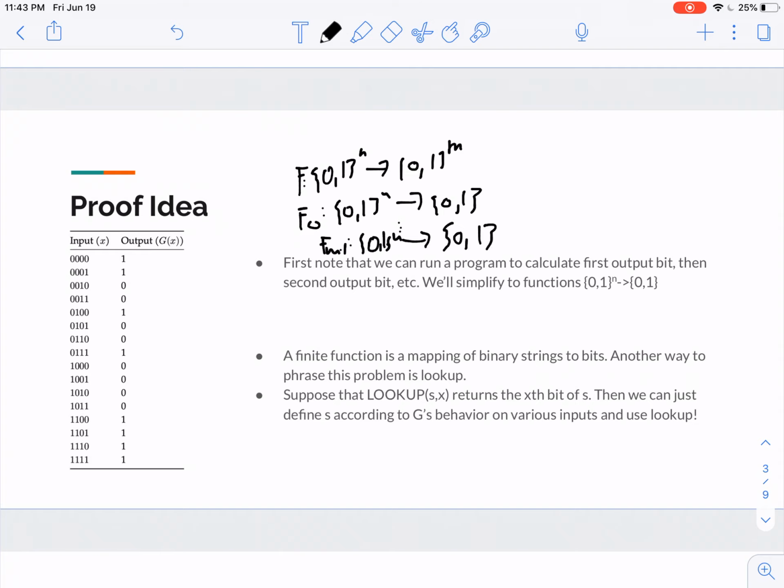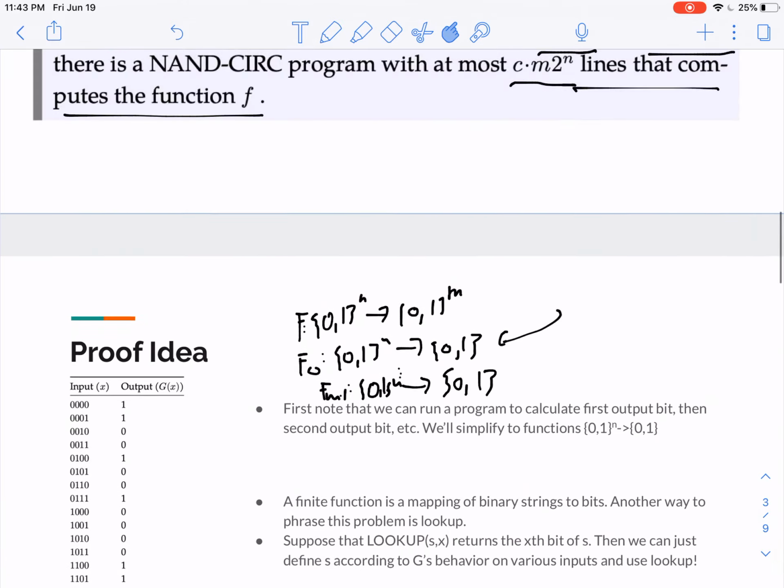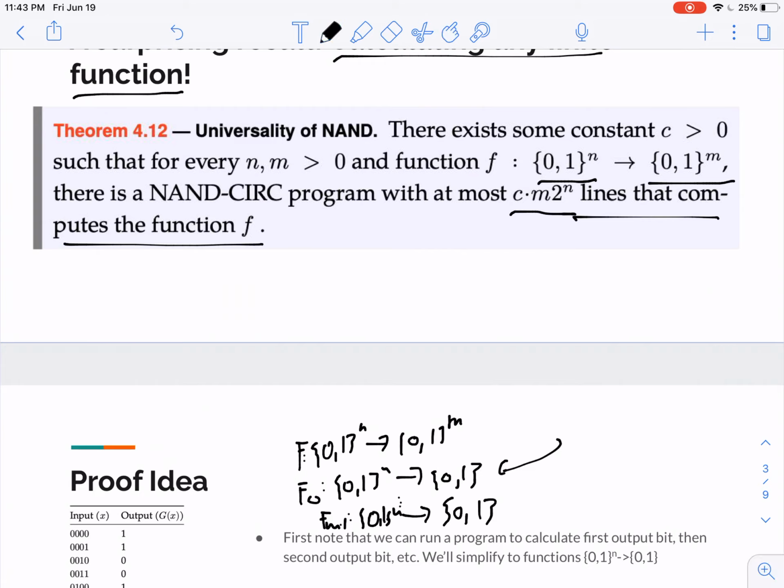And so this is to say, if we can show how to compute some function that maps from n-length binary strings to just single bits, then we can just run m of those programs, right? In particular, the theorem says that the NAND circuit to compute all of this will have c m 2 to the n lines. So if we can prove that we can compute some function f0 in c times 2 to the n lines, well, then we can compute f1 in c times 2 to the n lines, et cetera, et cetera, et cetera.